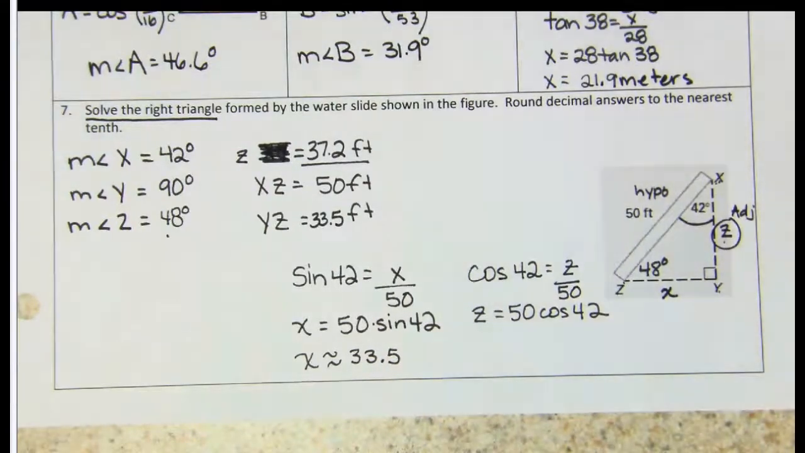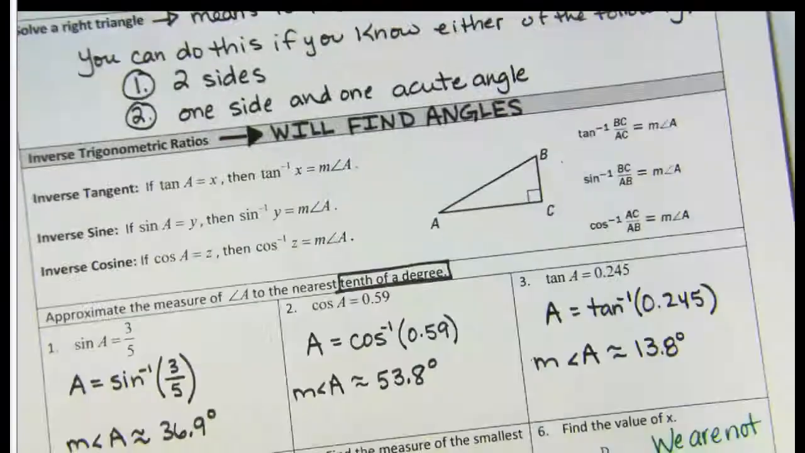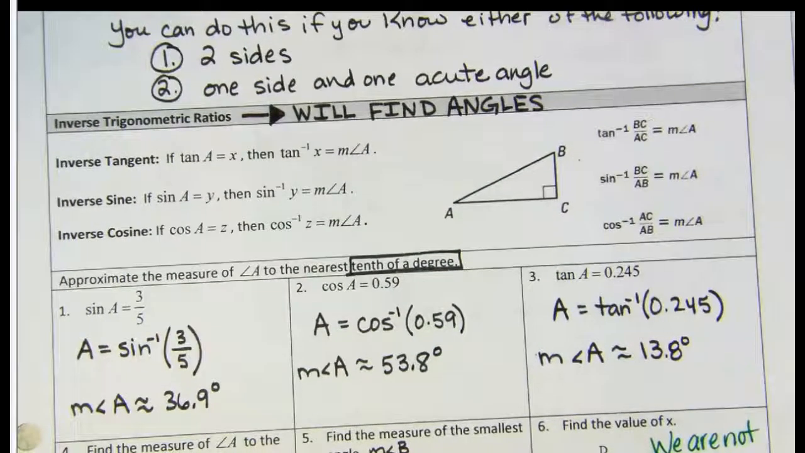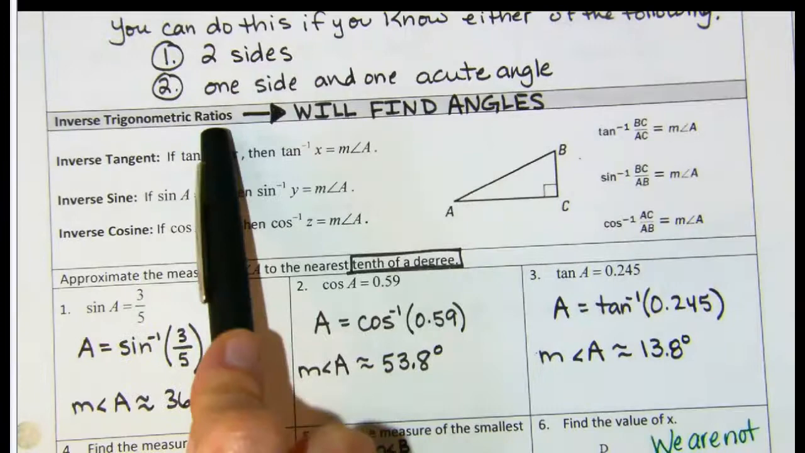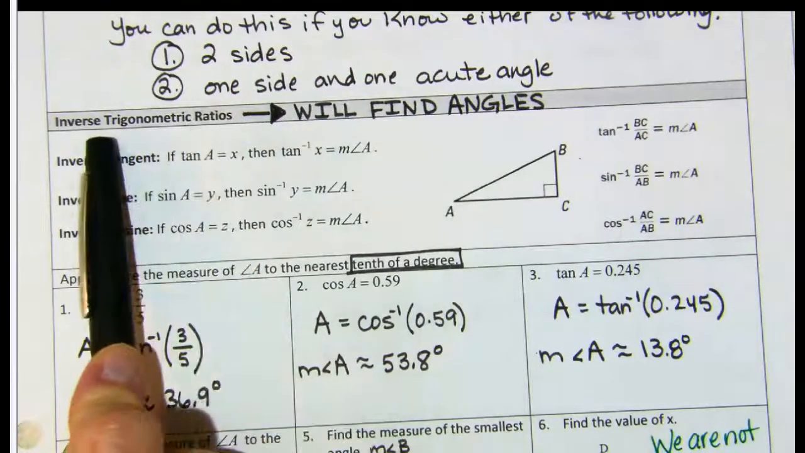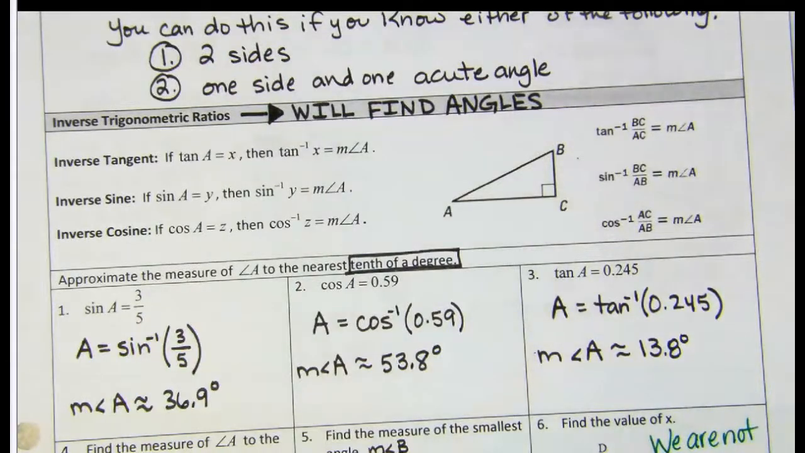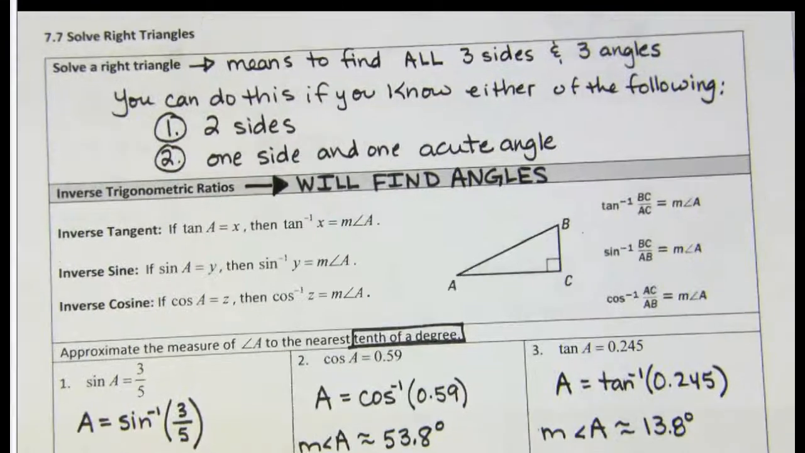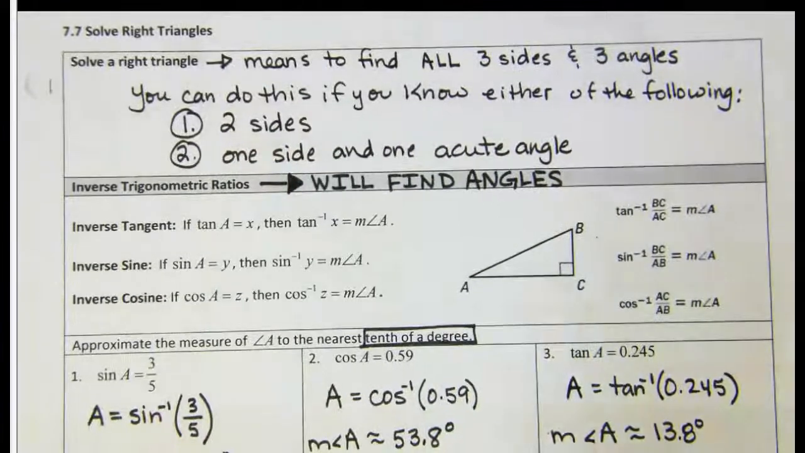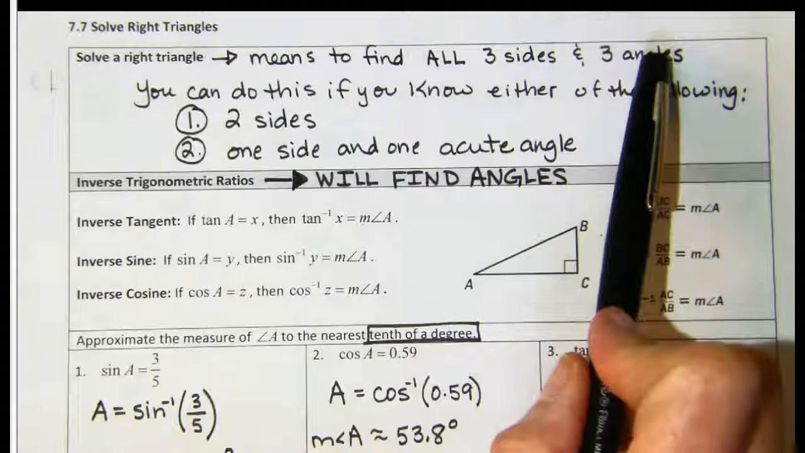So that is it for this lesson. The big thing that I want you to know from this lesson is right here. Trigonometric ratios, when you do inverse, you will find angles. That's the biggest part. To solve a right triangle, that means that you are going to find all three sides and all three angles.